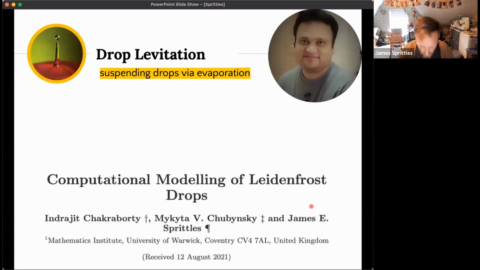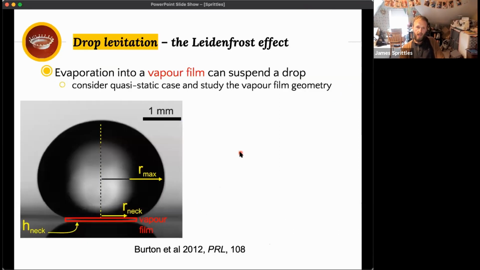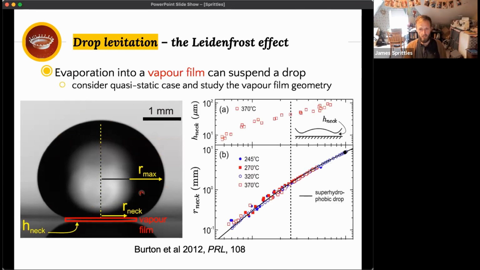Okay, so those were the isothermal processes I said I would talk about. This is now looking at suspending drops through evaporation, and this is the work which Indrajit Chakraborty has led. What we're going to do is look at the quasi-static Leidenfrost effect. That's the effect where a drop sits on a solid in a quasi-static state, so it is evaporating but relatively slowly. And so experimentalists can measure the properties of the vapor film in this state. What we'd like to do is see if our computational model can be extended to capture the geometry of these drops.